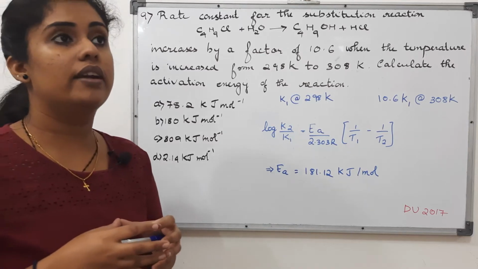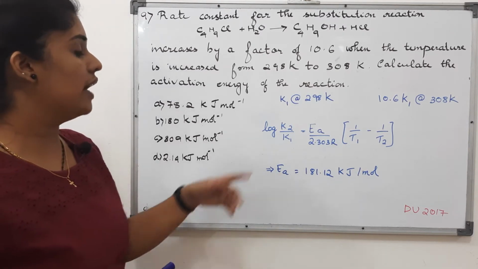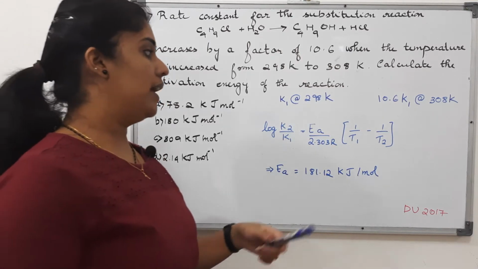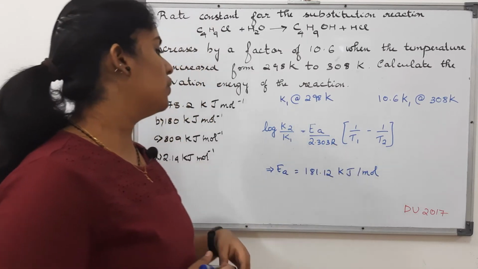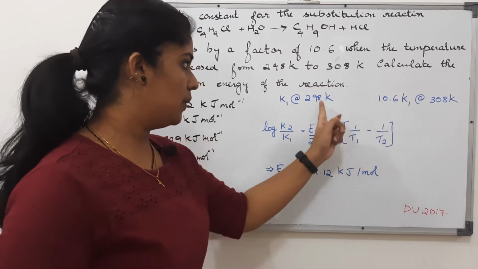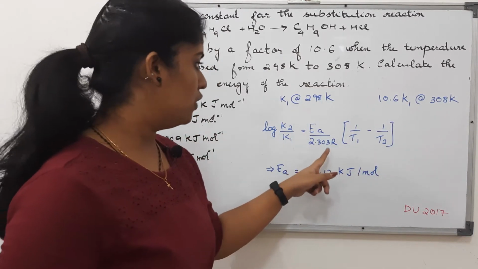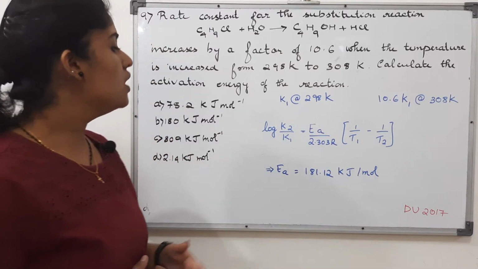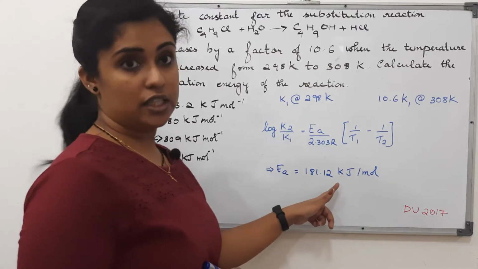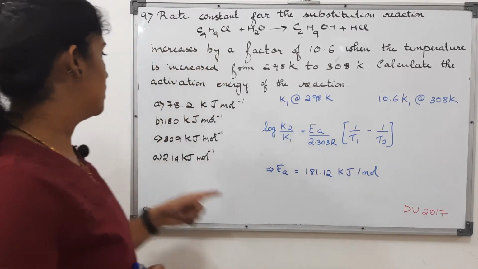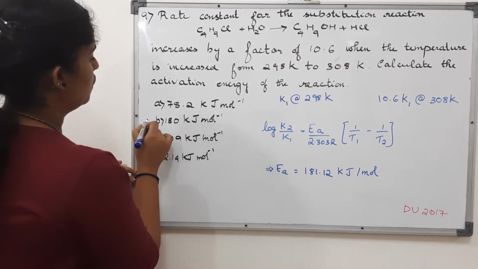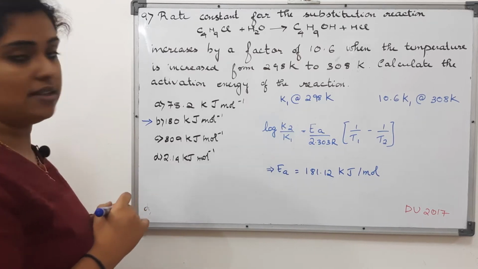So when we learned about the Arrhenius equation, we did see that log of K2 by K1 can be written as EA by 2.303 R into 1 by T1 minus 1 by T2. So we have K2 here, we have K1 here, we have the two temperatures also, T1 and T2. We have the value of gas constant as 8.314. So when you substitute all that, you would get the activation energy to be 181.12 kilojoules per mole. And this is close to which of the following in the options? It is option B. So 181 kilojoules is close to 180, which is my option B. So that's the answer for this question.